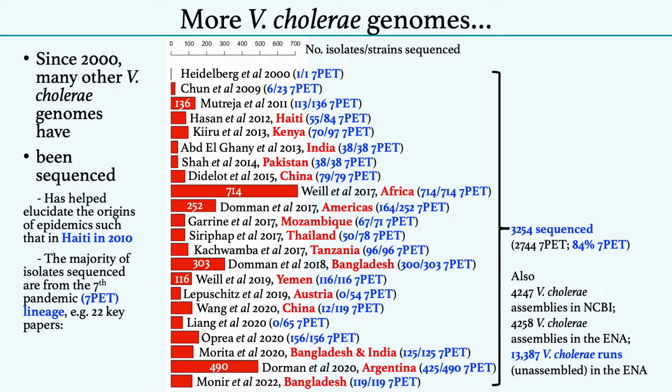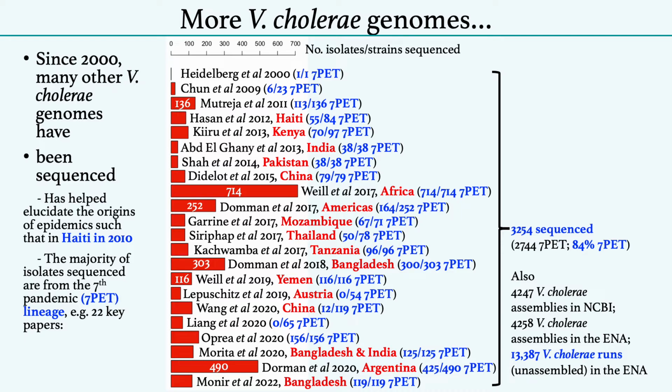Furthermore, if you look in the ENA database, you will see about 13,400 Vibrio cholerae sequence runs, which are unassembled reads for Vibrio cholerae isolates. This reflects the fact that many researchers in the past have not assembled reads into assemblies, but simply aligned the reads to the reference genome.